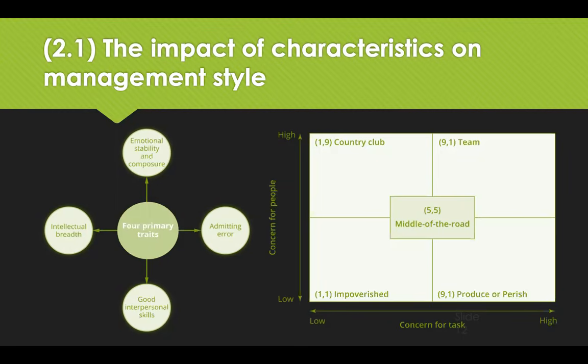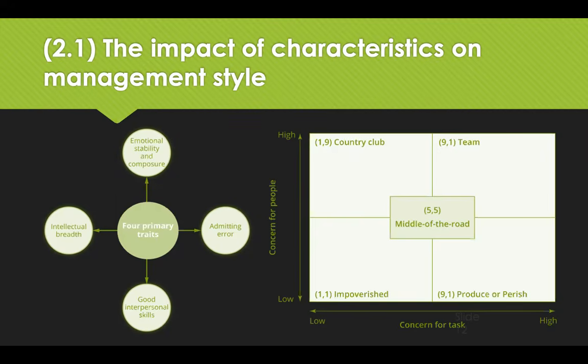Now, McCall and Lombardo identified 4 primary traits required for good leadership. So if you look at the left-hand diagram, you've got emotional stability and composure, admitting errors, good interpersonal skills, and intellectual breadth. So consider some of the managers you've had in your career. And other traits, what other traits did the managers have?